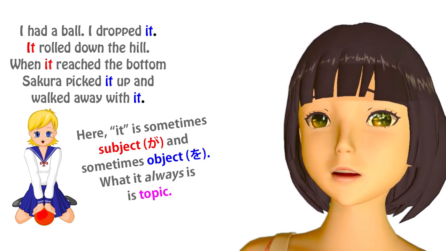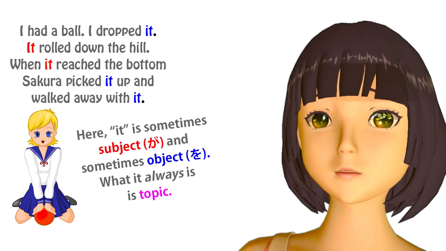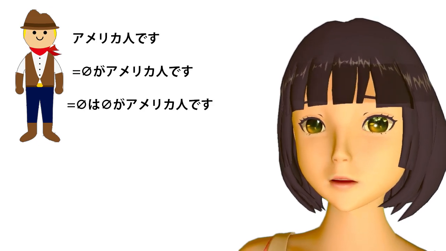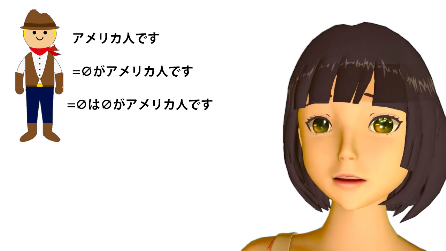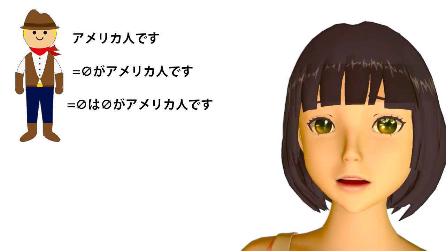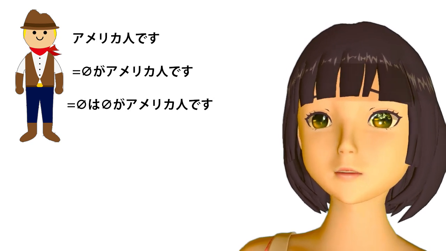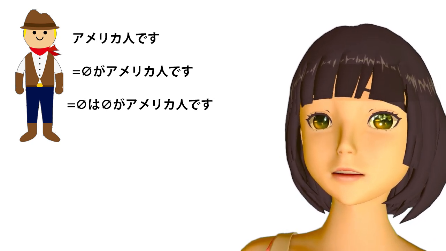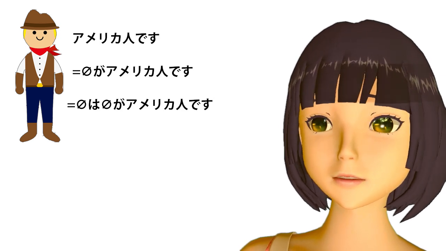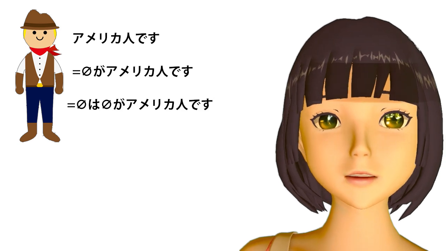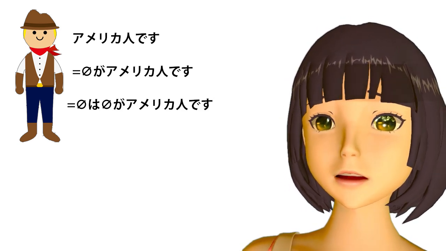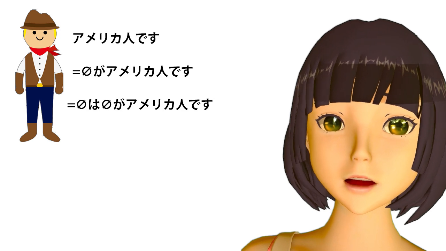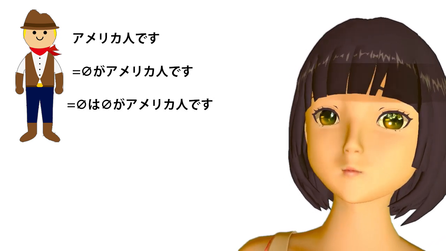And as I said, Japanese always has a topic, even though we can't always see it. So if we say America jin desu, usually we would map that out as zero ga America jin desu. I am an American, but to be completely thorough, we would have to map it as zero wa zero ga America jin desu. That is, I am the topic, I am the subject, and I'm an American. We don't have to go through all that every time, but it's important to know that it exists. When the topic and the subject are the same, it's not so important, but as we know, they often aren't. And in Japanese, much more than in English, they very often aren't.